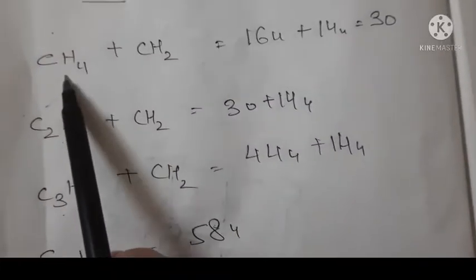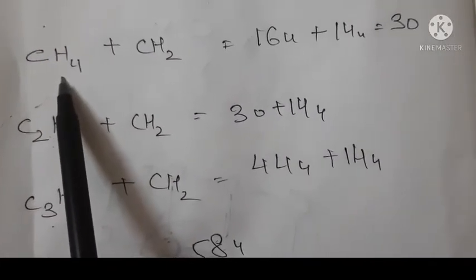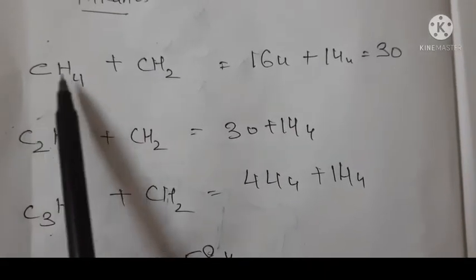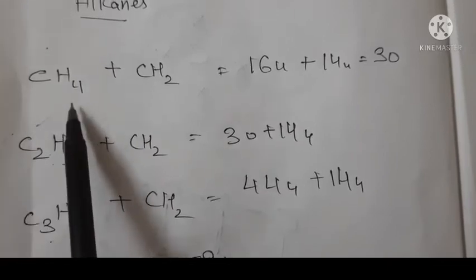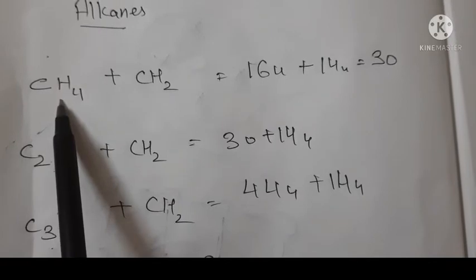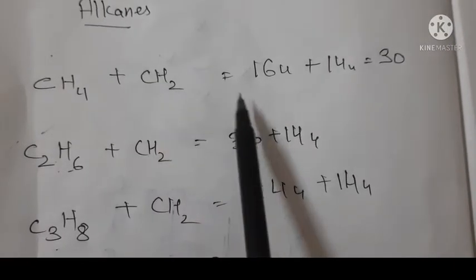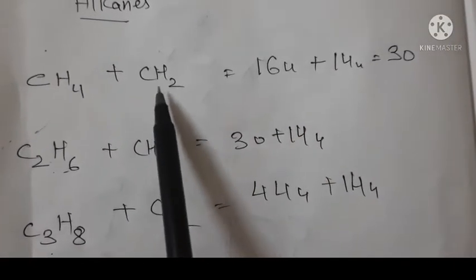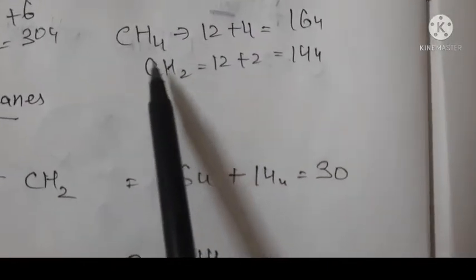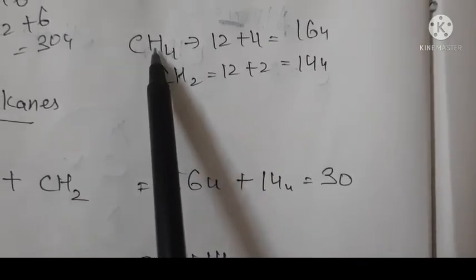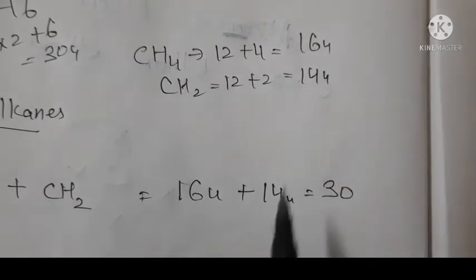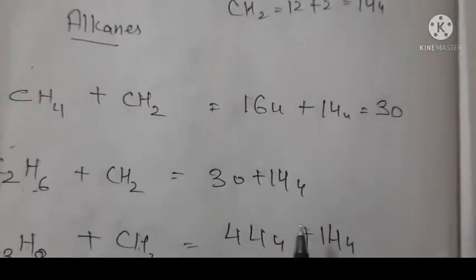Now students, you see this is CH4, that is methane. Now when we add CH2, you will get this thing. See, 1 carbon atom, 2 carbon atom, C2H6. Now here the molecular weight of methane, which is an alkane, is 16 units and the molecular weight of CH2 is 14 units. You can see here CH4, 12 plus 1 into 4, is 16 units. CH2 is 12 plus 2, is 14 units. So 16 units plus 14 units, you will get 30 units.